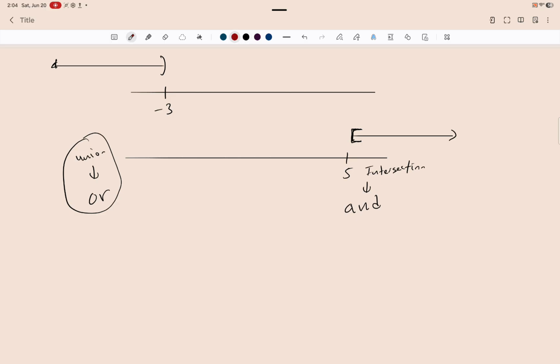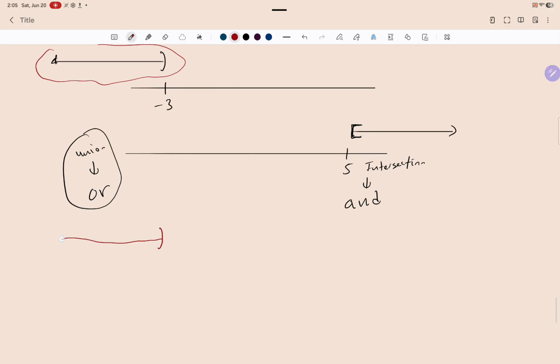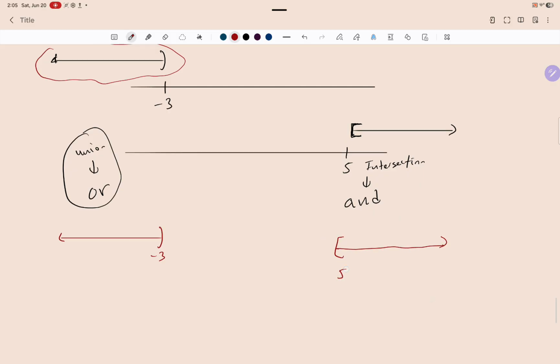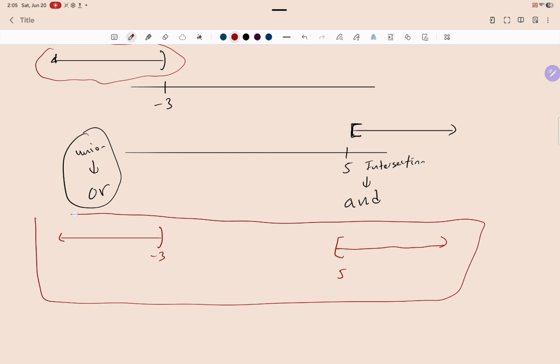So for this one, I'm going to take this here and copy it exactly as is. And I'm going to take this and copy it exactly as is. So now it would be this whole picture if we were to do it graphically, right? But let's write it in interval notation.